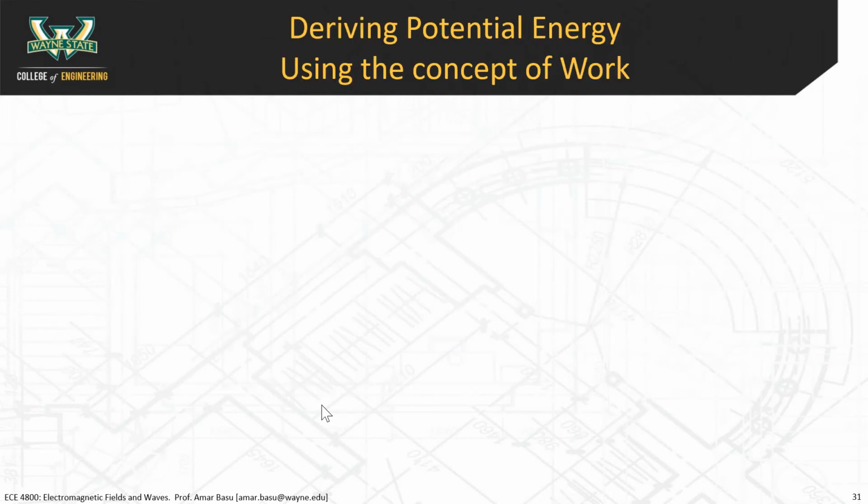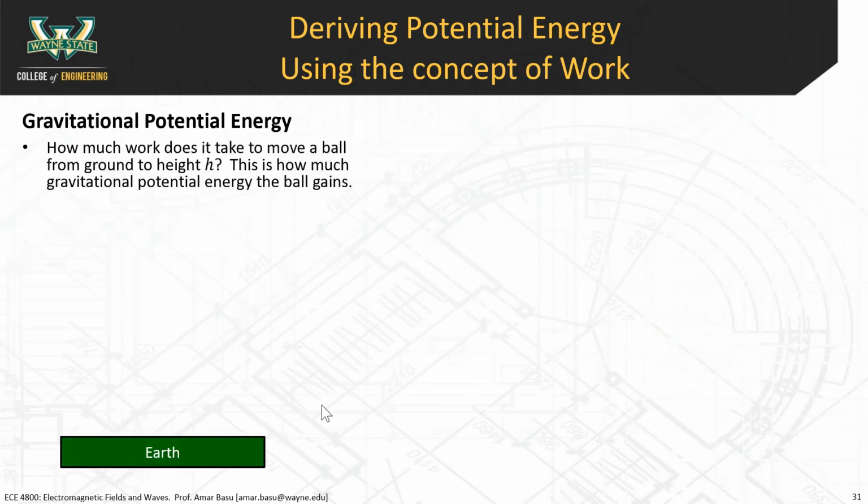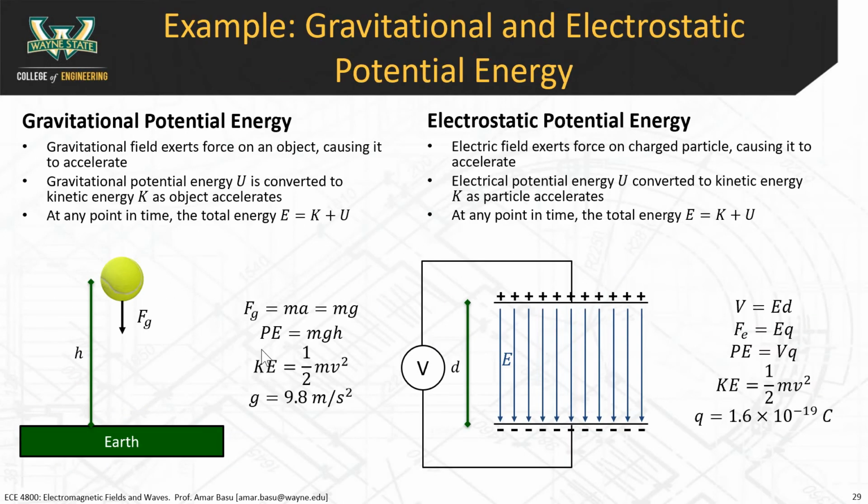All right, now we can talk about deriving the potential energy using the concept of work. So we're going to talk about potential energy in the gravitational system and the electrical system. So now what we're going to do is we had this relationship that we found previously. We said that the potential energy is equal to mgh in the gravitational system. Potential energy is equal to V times Q in the electrostatic system. So where did those relationships come from?